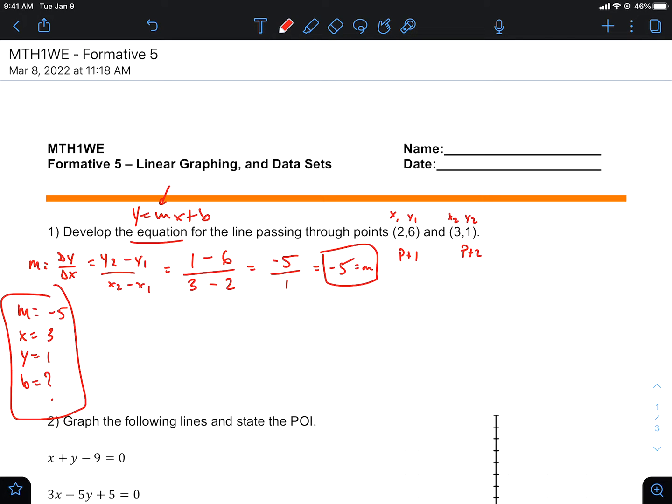Rewrite the equation. All right, so y equals mx plus b. So y is 1, that comes from here. m is negative 5, x is 3, plus b. So 1 is equal to negative 15 plus b. Add 15 to both sides. All right, b is going to equal 16.